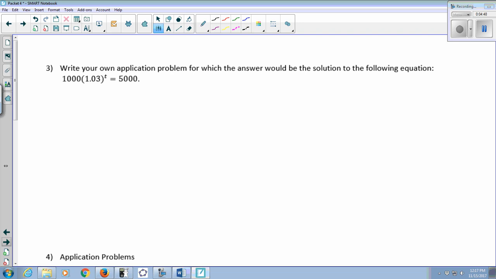Write your own application for which the answer would be the solution to the following equation. So basically, you would have 1,000 things that are growing at 3% per day or week or year, how many days or weeks or years until you have 5,000 of those things?